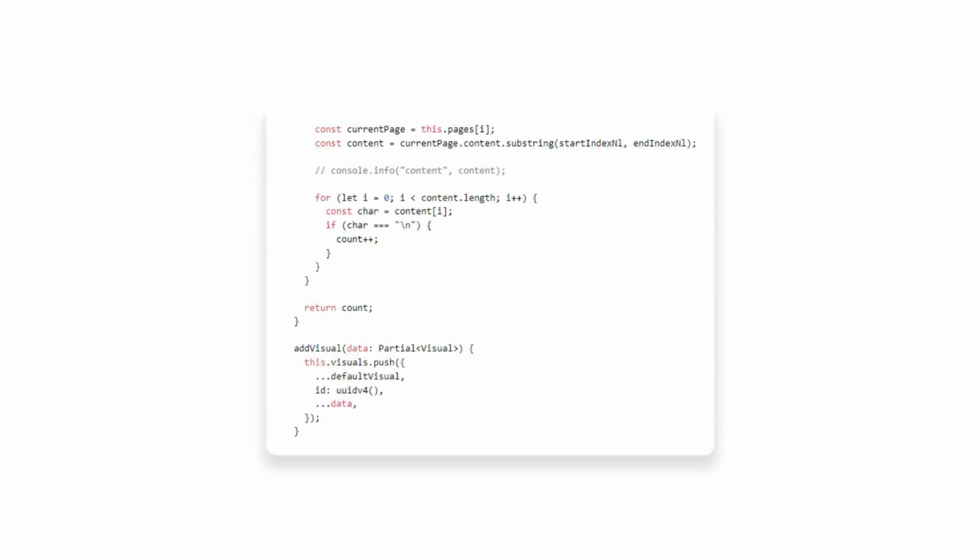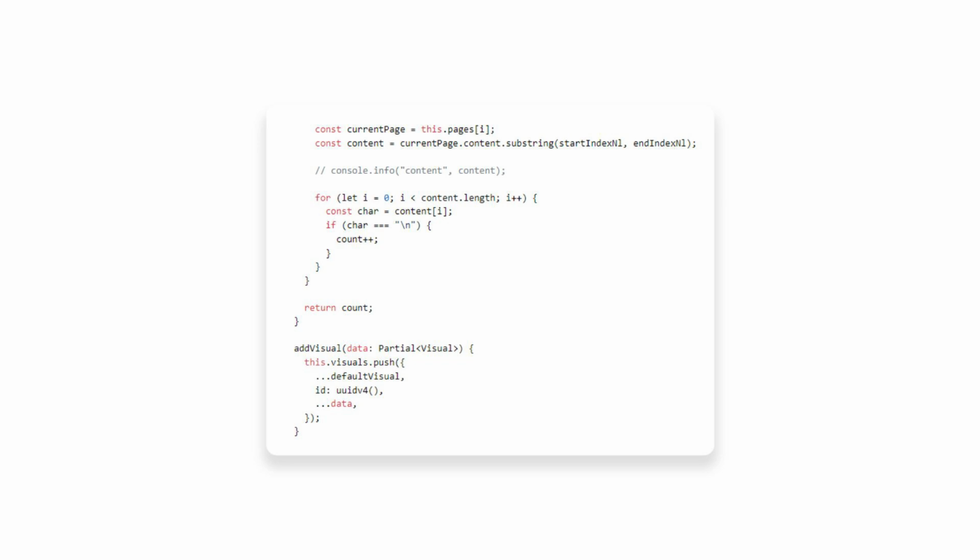Counting new lines. Inside a loop iterating over pages, it retrieves the content of the current page based on a specified range, start index NL to end index NL. It then counts new line characters, n, within that substring by iterating through each character in content and incrementing a count for each new line found.